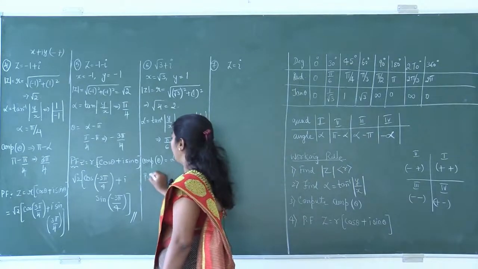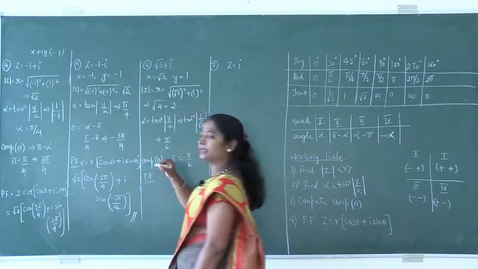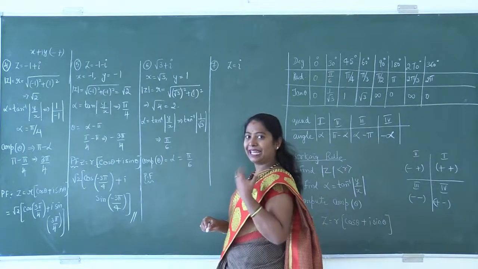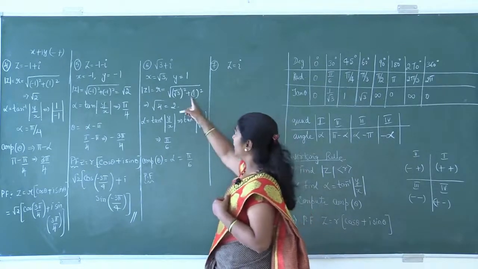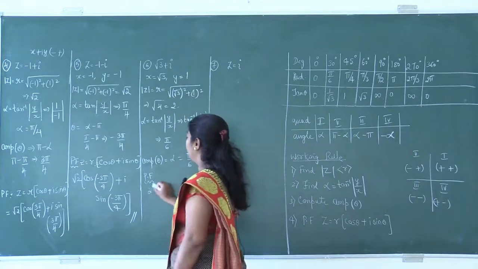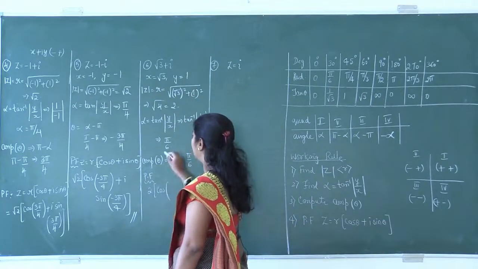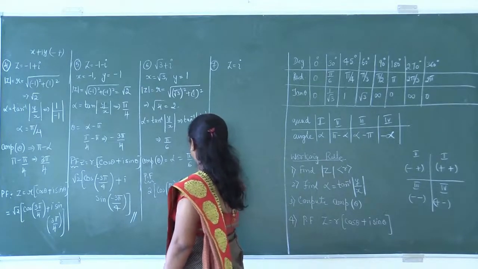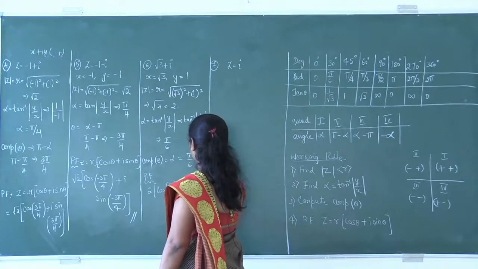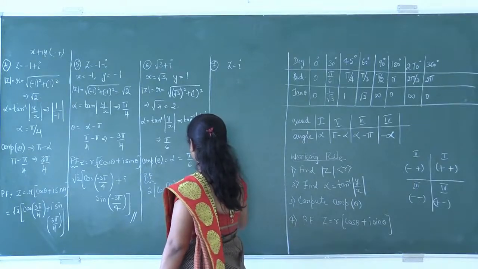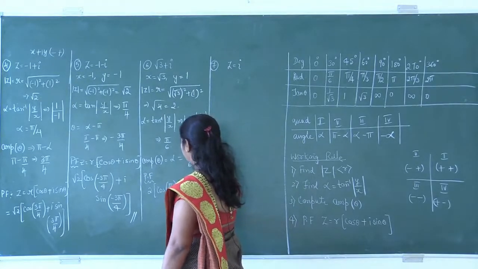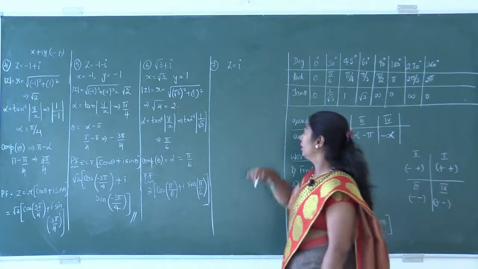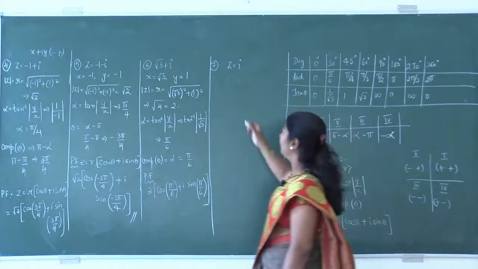Last step, polar form. What is the representation? How do we represent the polar form? Z is equal to R into cos theta plus I sin theta. What is R? R is nothing but 2 into cos. What is theta? Pi by 6 plus I into sin pi by 6. Cos pi by 6 plus I into sin pi by 6 is the required answer. Moving on to the next problem.